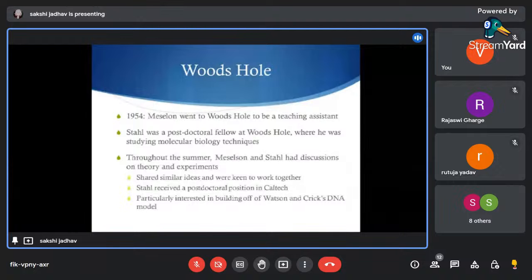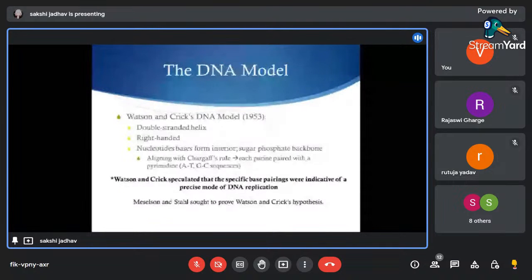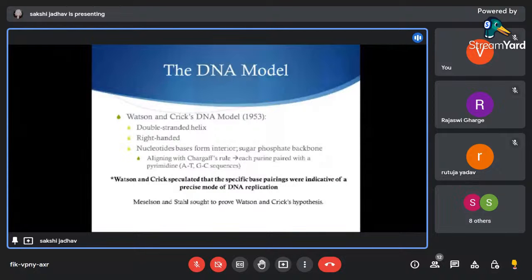The DNA model, Watson and Crick DNA model, 1953. Double-stranded helix, right-handed, nucleotide bases form the interior, sugar phosphate backbone, aligned with Chargaff's rule, each purine paired with a pyrimidine, ATGC sequence. Watson and Crick speculated that the specific base pairing was an indicator of the mode of DNA replication.